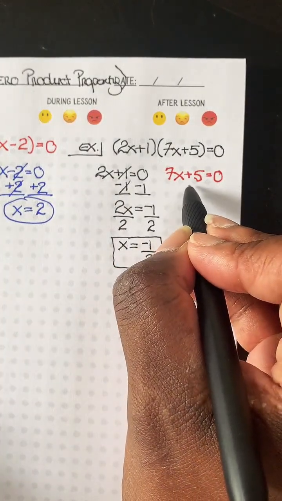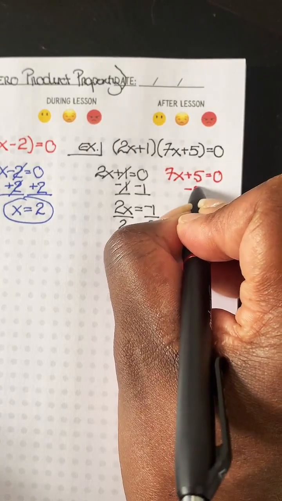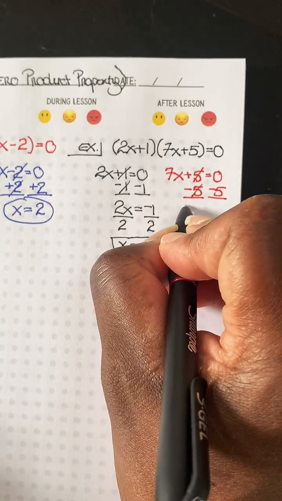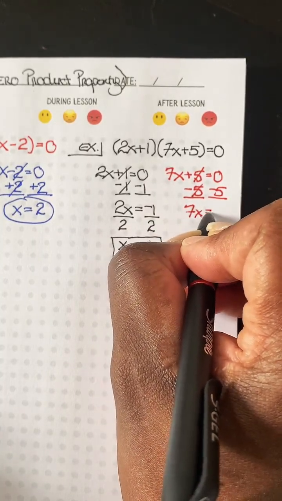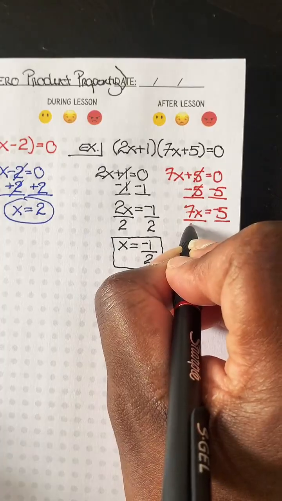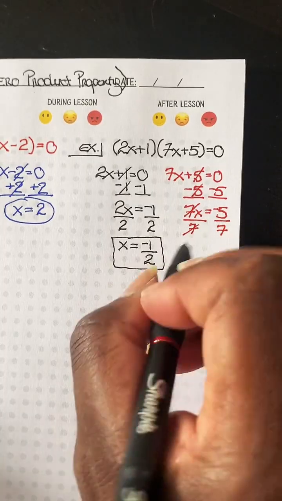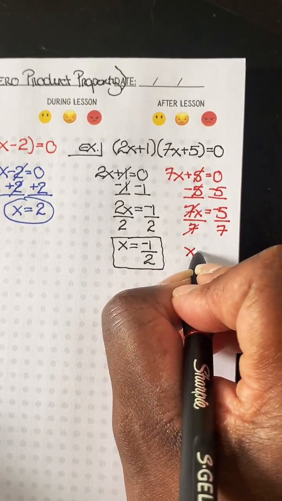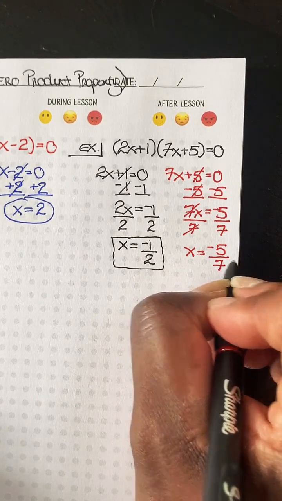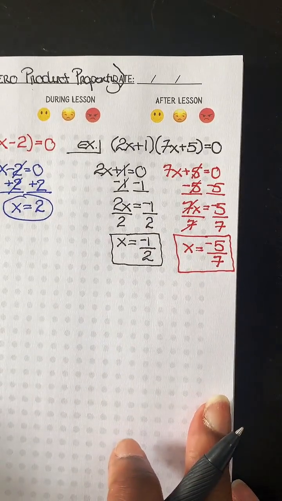So we have 7x plus 5 equals 0. Again, we want to subtract 5 on both sides. So we have 7x is equal to negative 5. If we divide both sides by 7, because we want to do the inverse of multiplication, we get x is equal to negative 5/7, sorry. I was looking at the 2 from the other problem.